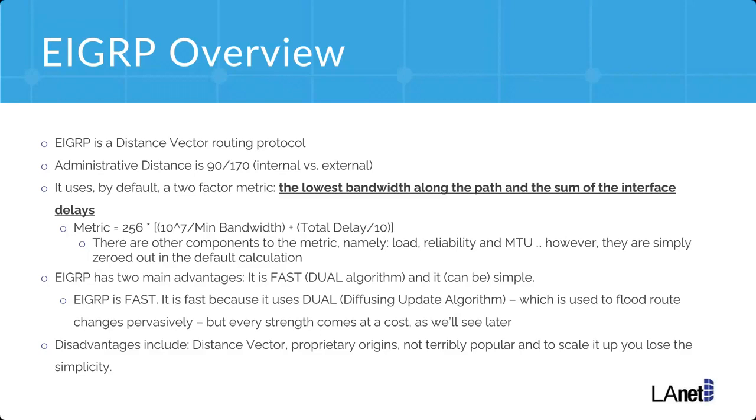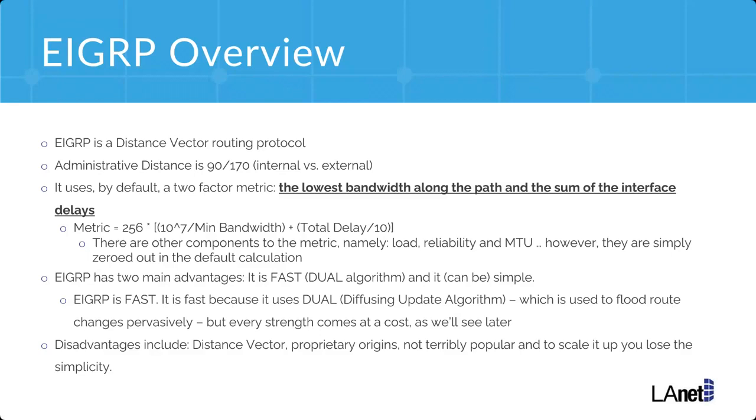Let's talk about the advantages of EIGRP. It has two big advantages. Number one, it is fast. It will be about the fastest routing protocol you could ever use. It does that by something called the DUAL algorithm.